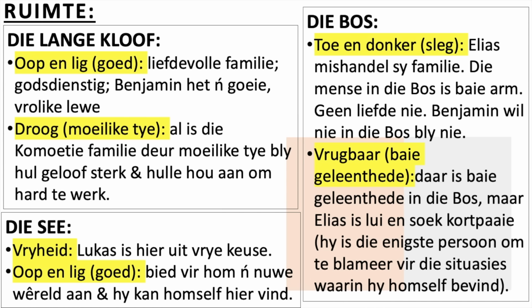But then also with the space, it's oop en goed, open lig, so it's open and it's light, so it's good. Bied vir hom 'n nuwe wêreld aan. Hy kan homself hier vind, so it gives him new opportunities, it shows him a new world. It also exposes him more to something he's passionate about, which is being close to water and stuff like that. And it's also here where he can essentially find himself. So these are the three main spaces that we have in FIELA Se Kind, die drama.